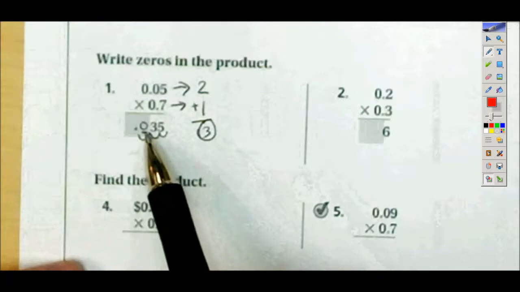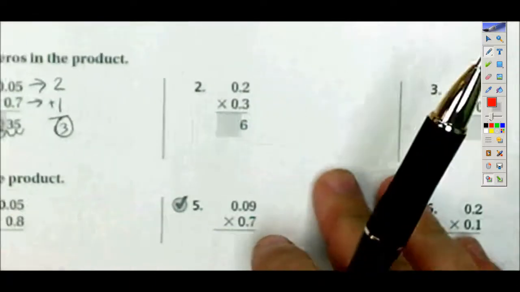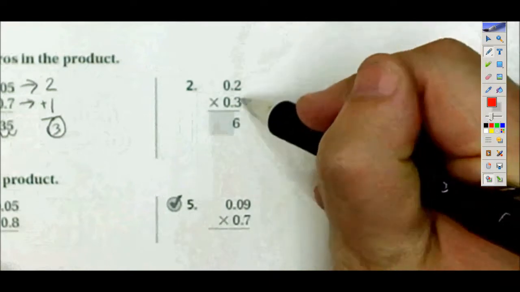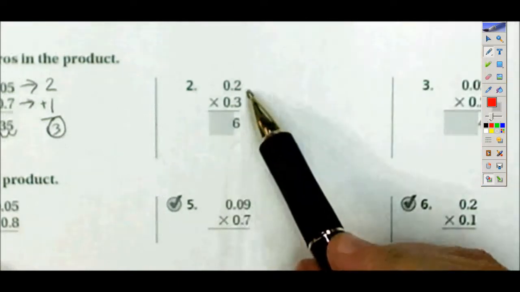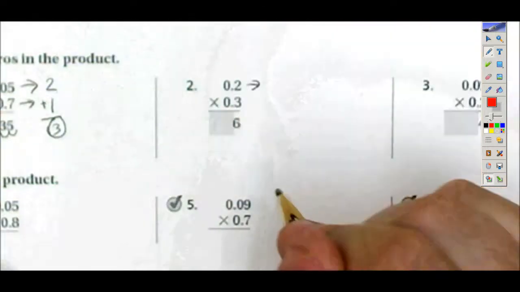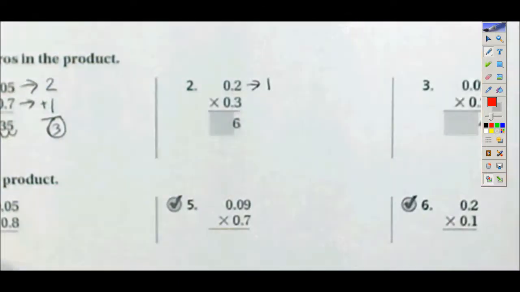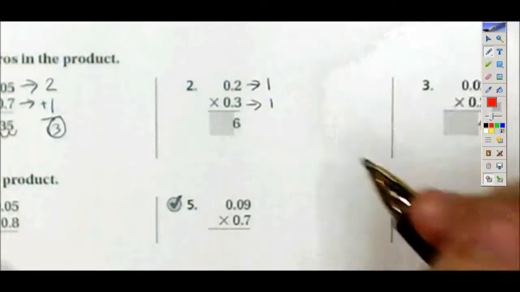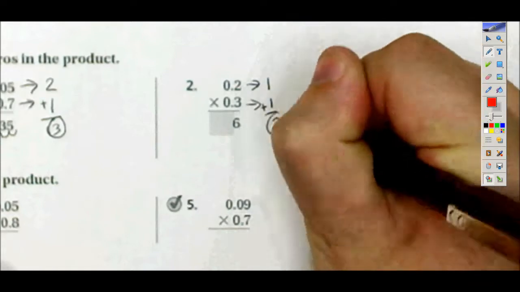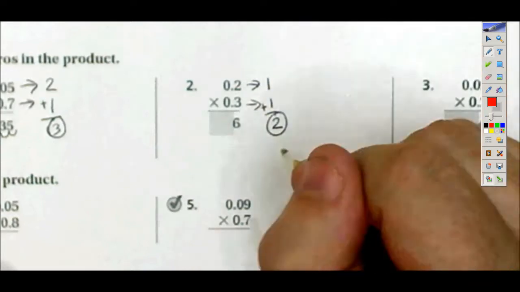It's easy to skip over them, but you don't want to skip over them. It'll change your answer. Same thing here. 0.2 times 0.3. First we multiply just the 2 and the 3, and we get 6. They did that for us. And there's 1 digit after the decimal in 0.2. There's 1 digit after the decimal in 0.3. We add those together, and we get 2.